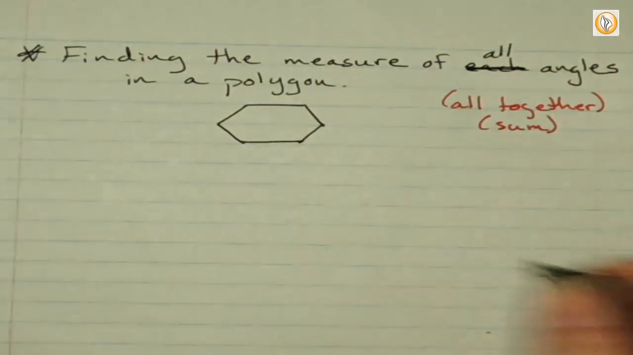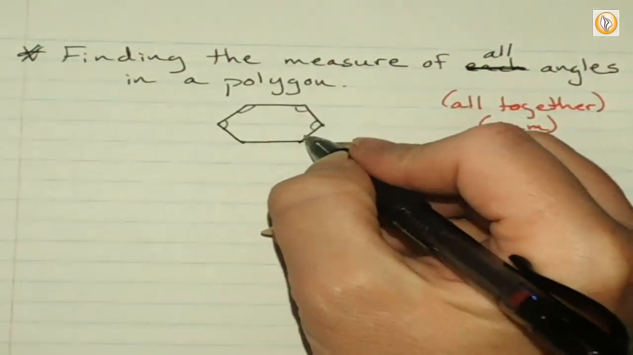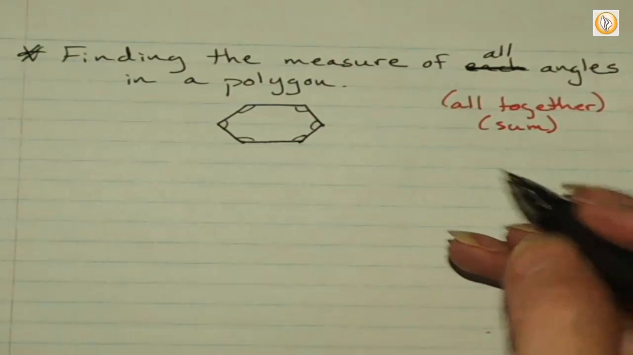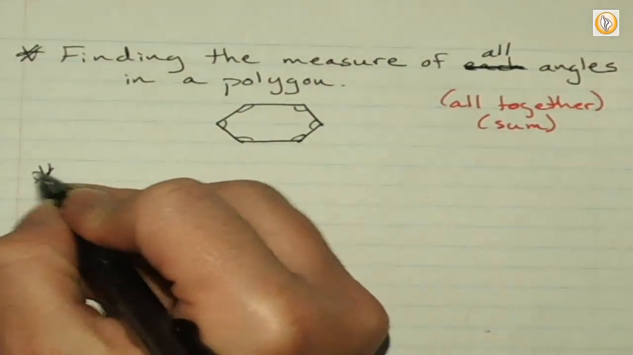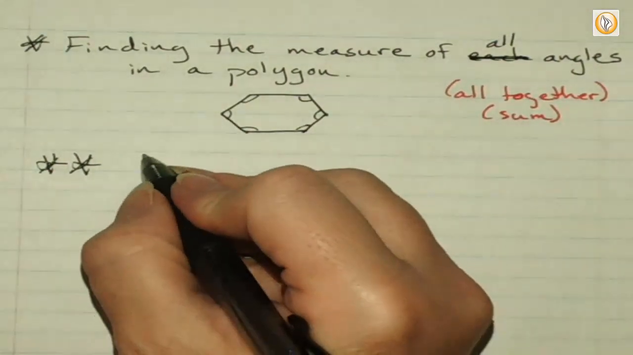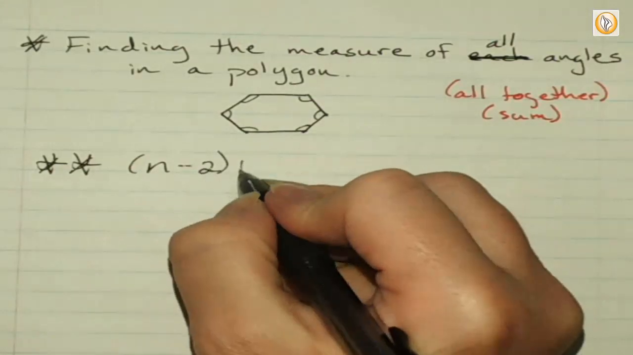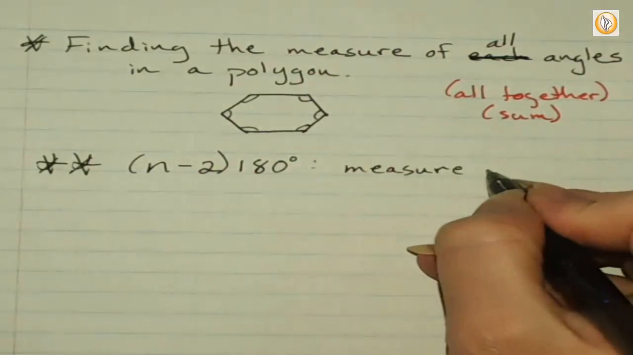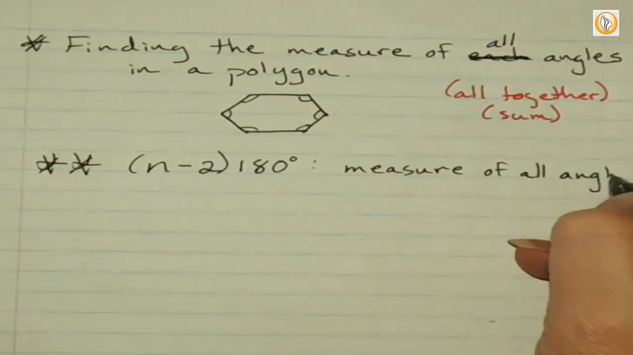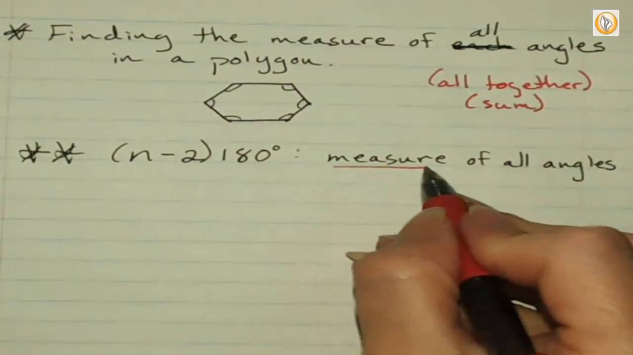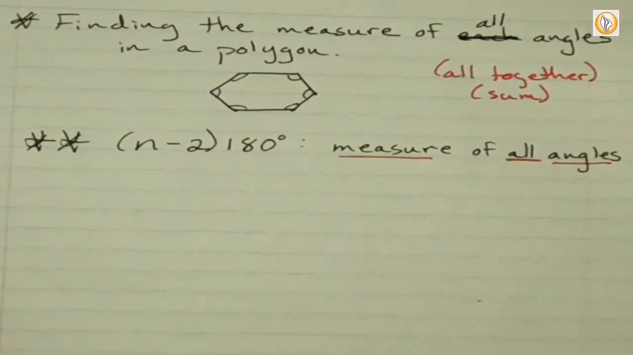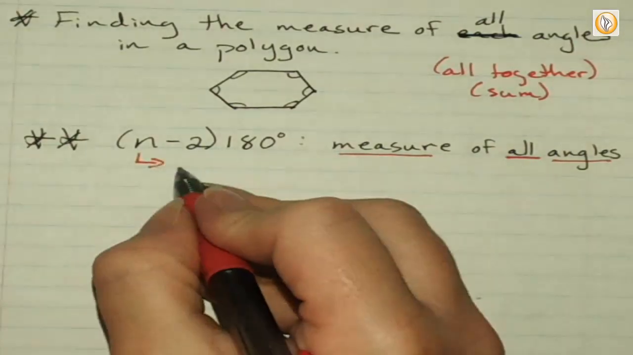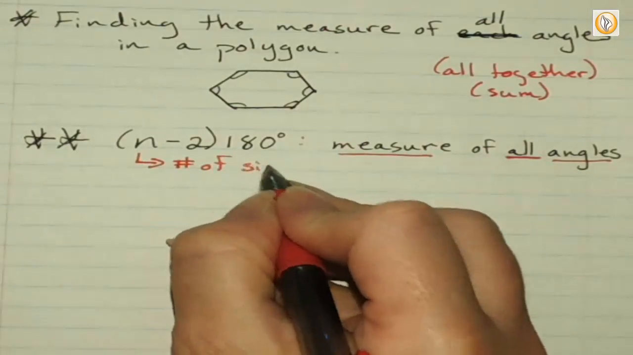All right, here we go. So let's say we want to find the measures of all of these together. Like I said, if we were to do a rectangle or a square, that's easy. They're all 90. You just add them all together, right? Well, here we have no idea. So here's the formula. I'm putting 2 stars. That's important. N minus 2 times 180 degrees. This is the formula for the measure of all angles. N is the number of sides.